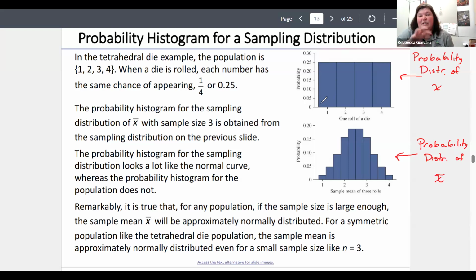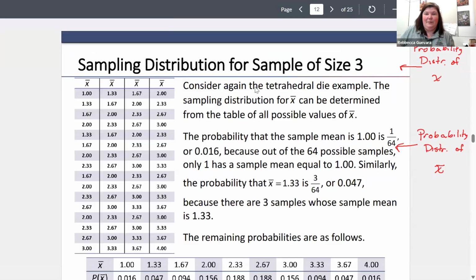So one of the things to notice here is that the shape of the distribution has changed. This is going to be a feature that we're going to see a lot when we talk about a sampling distribution. And mostly what we're going to see here is the probability histogram of the sampling distribution of X bar with sample size 3. It's obtained from the sampling distribution in the previous slide, the one we're talking about right here on the bottom.